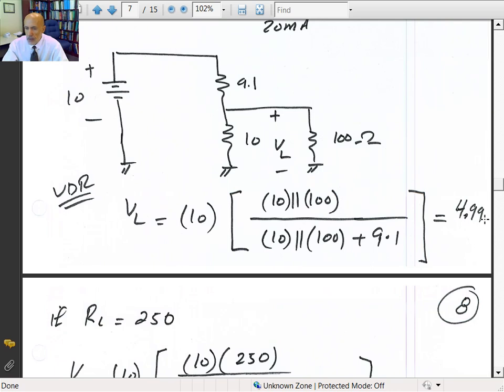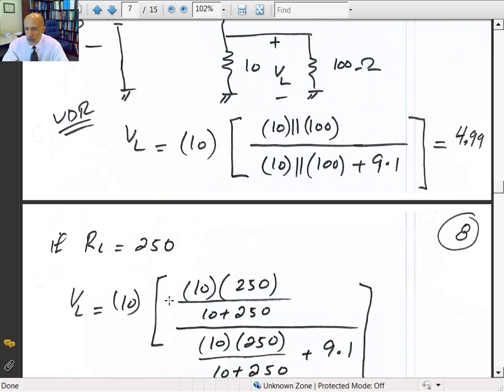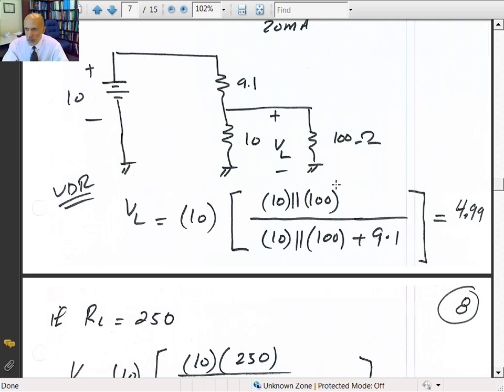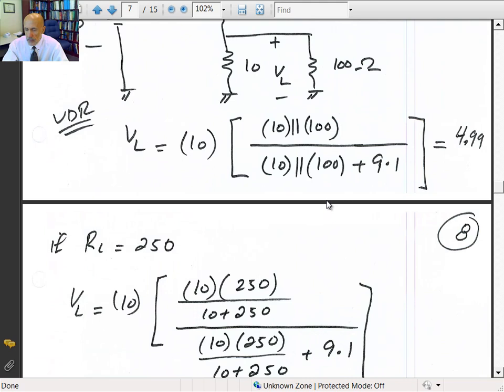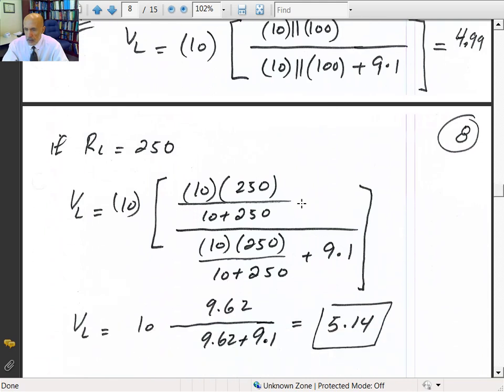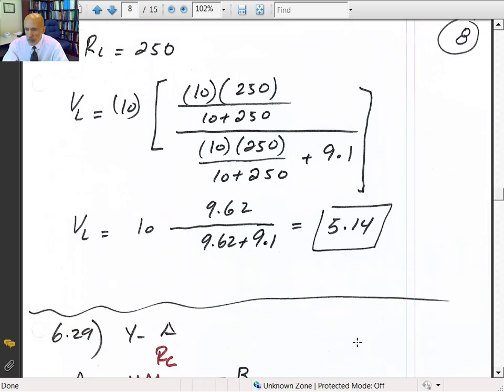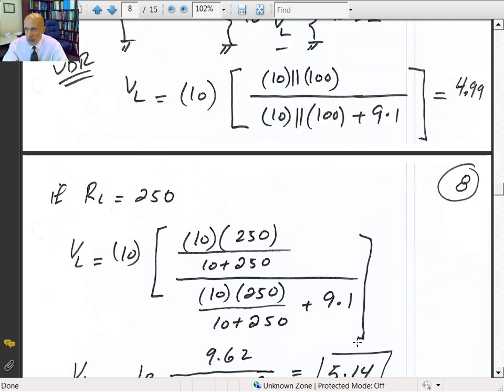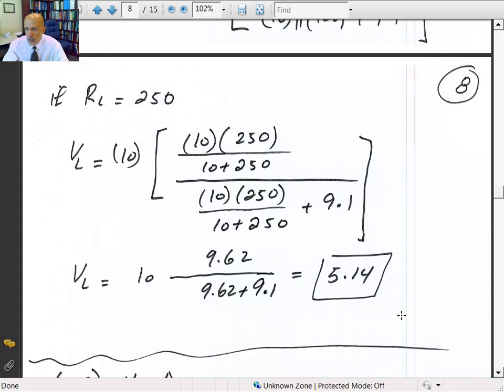The other extreme, maximum load, 250 ohms. Then you got 10 in parallel with 250, so you'll repeat the same calculation, replace 100 with 250. Parallel plus 9.1, and that gives you 5.14. So therefore the load would vary from 4.99 to 5.14, depending on the resistance of the load.